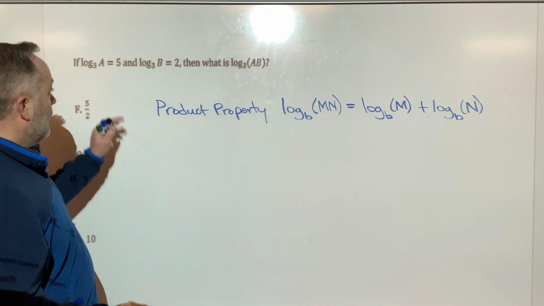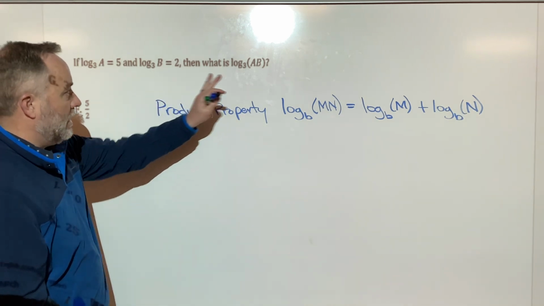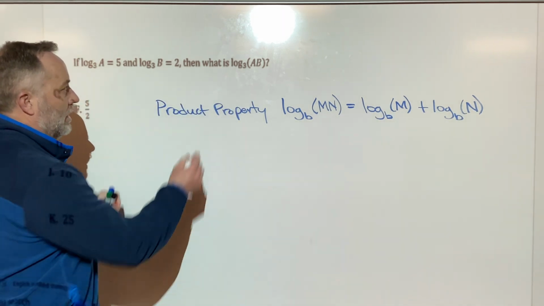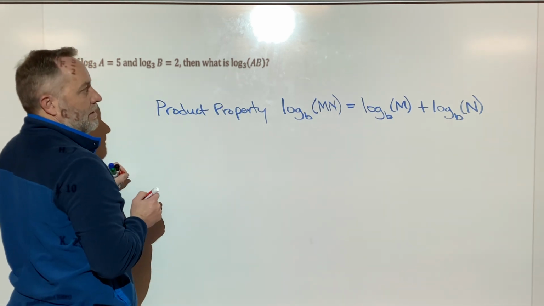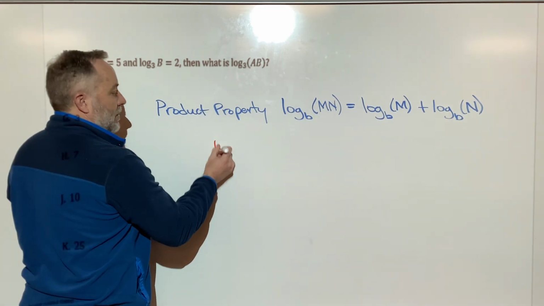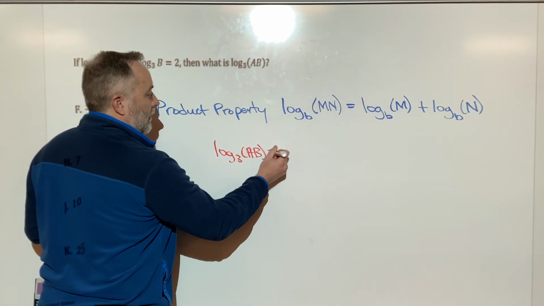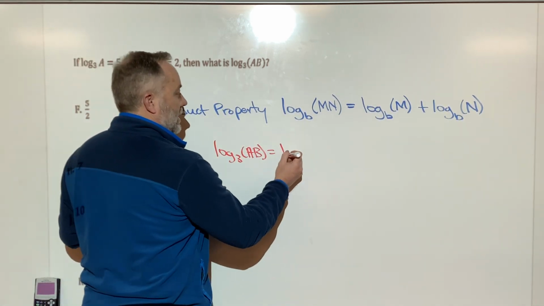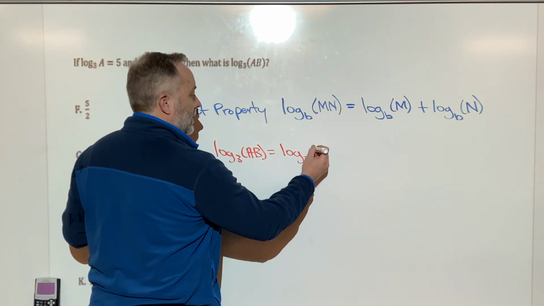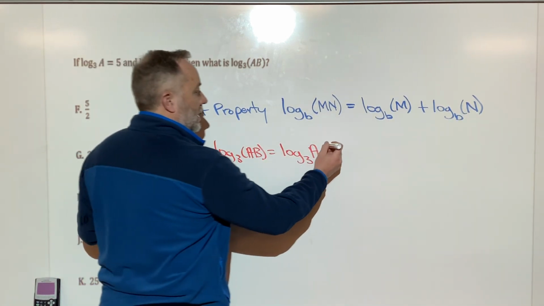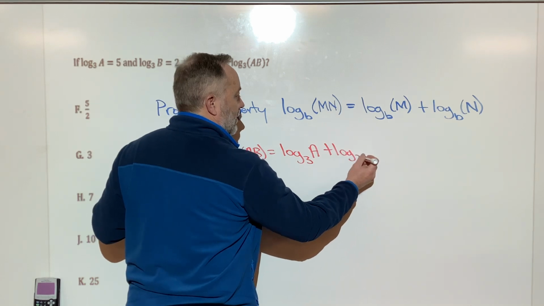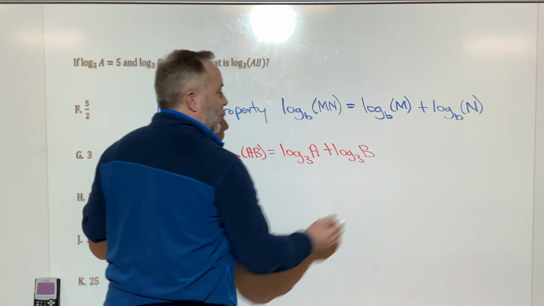Okay, so we can go in reverse to answer this question. So this says log base 3 of a times b. What does it equal? Well, if we expand that, we would say it's equal to log base 3 of a plus log base 3 of b.